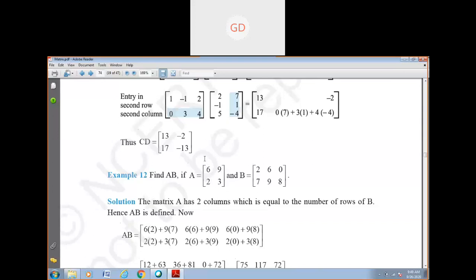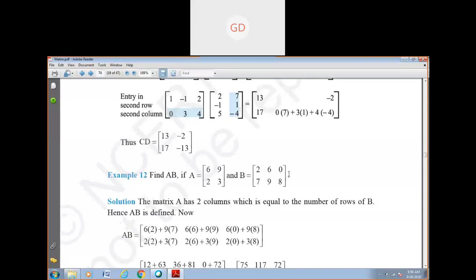Now, first row into second column: 6 into 6, 9 into 9. So here it is written 6 into 6, 9 into 9. Another column is here, so first row into the third column: 6 into 0, 9 into 8. Now there is no other column of the B matrix. So multiplication by the first row is over.